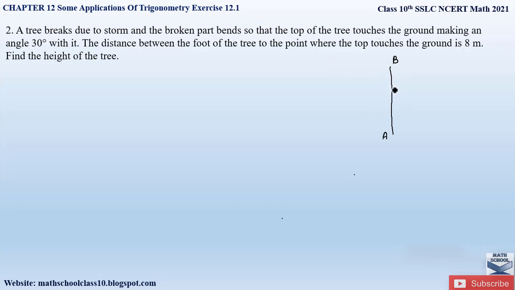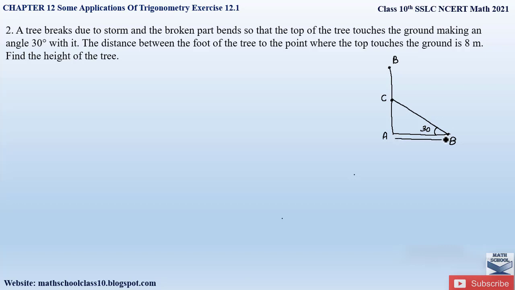A part of the tree breaks down here. So for example, let us assume at this point the tree breaks, it bends down to touch the ground, making an angle of 30 degrees with ground. This point at which the tree breaks is C. So the top of the tree touches the ground. So the top of the tree is point B, which touches the ground, making an angle of 30 degrees with the ground.